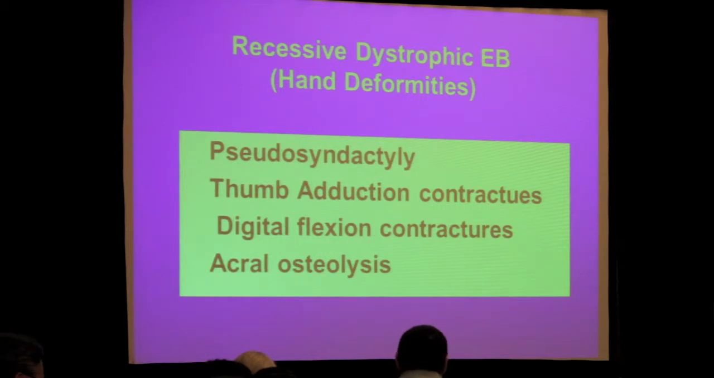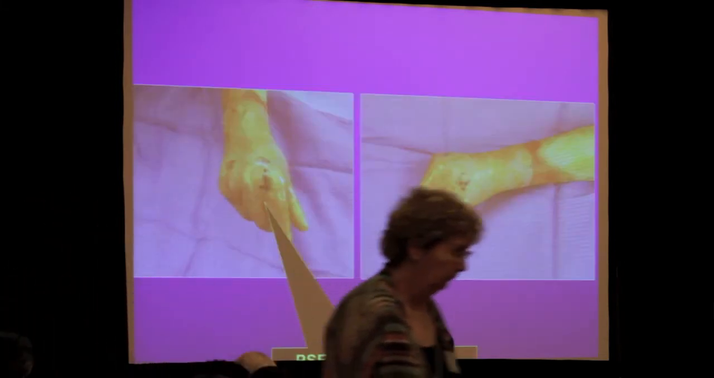And finally, I'll mention acral, which means towards the end, or distal, osteolysis, which means dissolution of bones. Normally each of our fingers has three bones in it, a proximal, middle, and distal phalanx, and over time there's loss of the distal phalanx and sometimes even the middle and occasionally the proximal phalanges in EB.